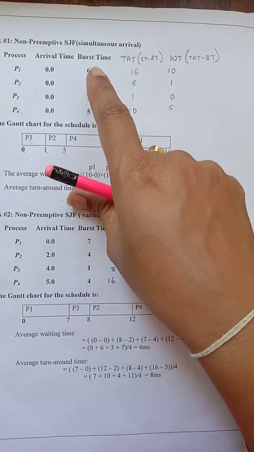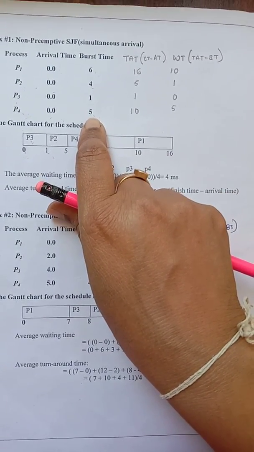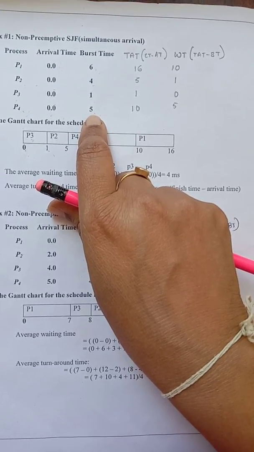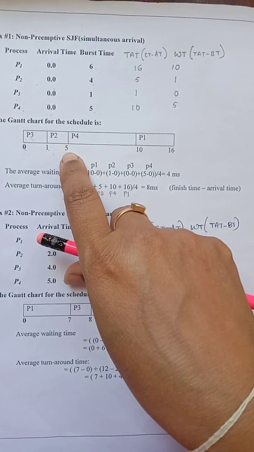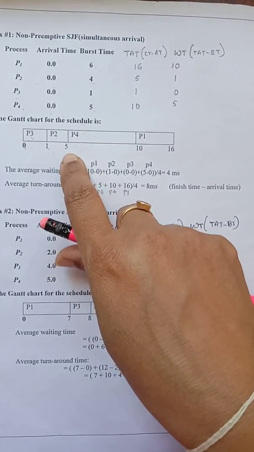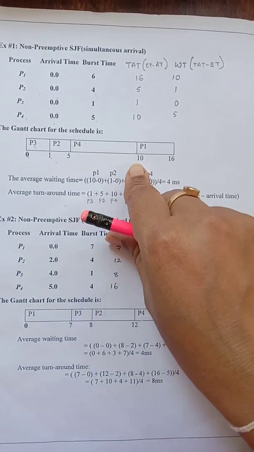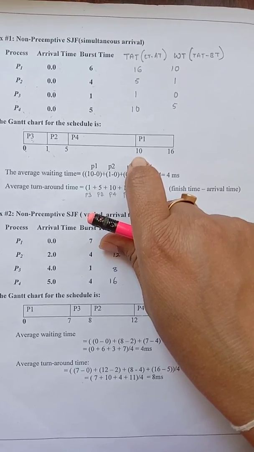After that, among P1 and P4, P4 has the lesser CPU burst time, which is 5, so the third chance of using the CPU will be given to P4. P4 will start using the CPU at time 5. Since his burst time is 5, he needs 5 milliseconds to complete. So at 10 milliseconds, P4 completes its job.